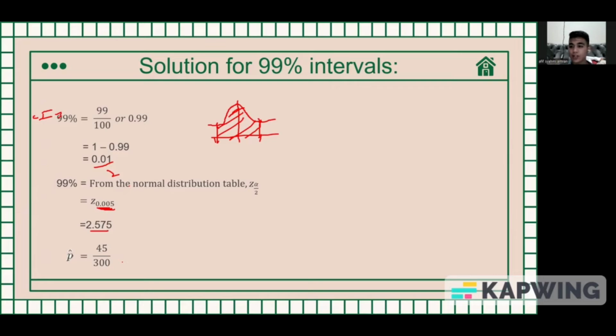And then for the proportion of the defective value, we will use the same value as the previous question because it has the same value.